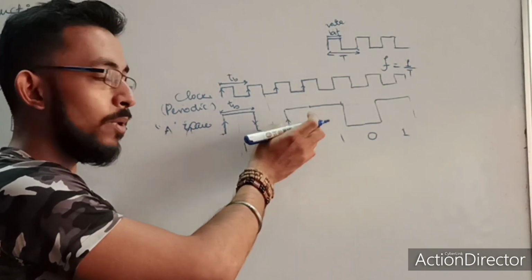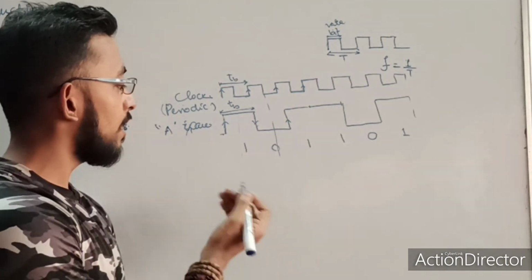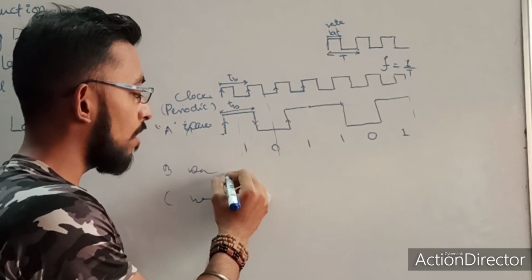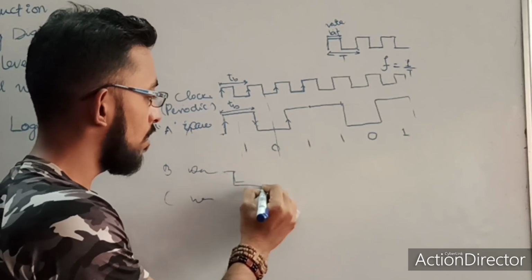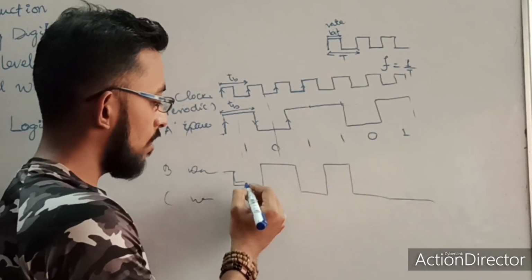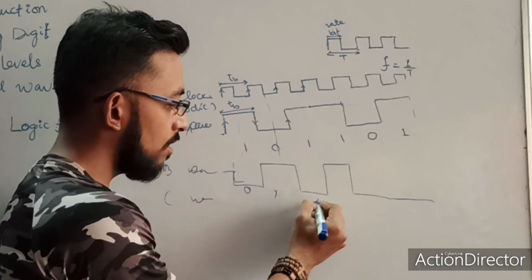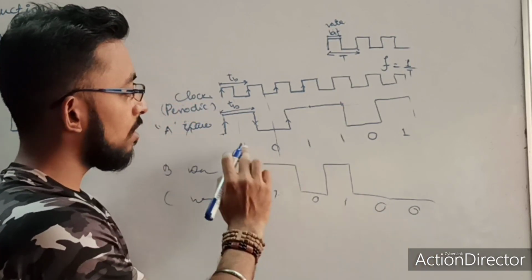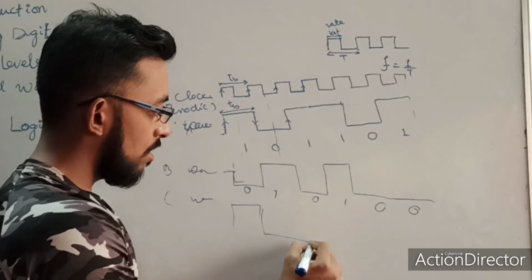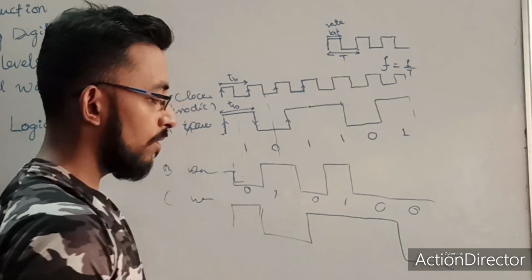Now this clock is used for synchronization. Now a timing diagram is there, along with the signal. Timing diagram means, suppose this is a waveform A. Now let's take a waveform B. Let's take a waveform C. If I draw, let's take zero, one, zero, one, zero, zero. Let's take 1 2 3 4 5 6, six bits are there. And let's have another signal. Okay, so this is my waveform C.